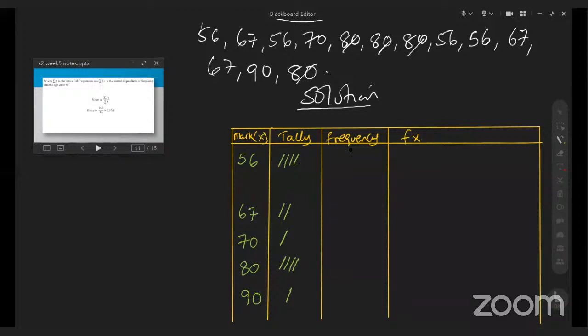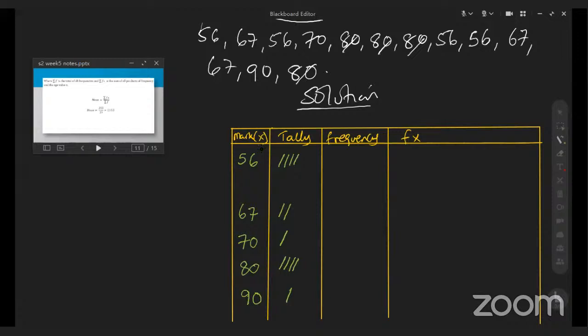Evelyn? Yes, sir. 57 frequency. Yes, Rebecca, Winnie. Excuse me, teacher. What does FX mean? FX means it is the frequency times the mark. Got it? Okay. All right.